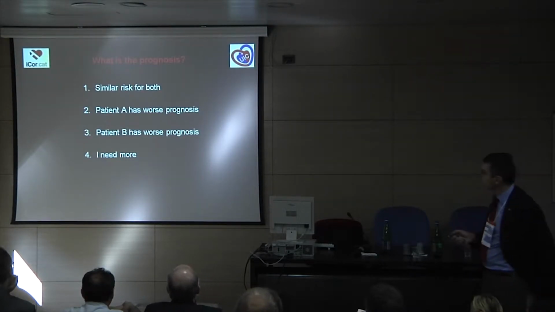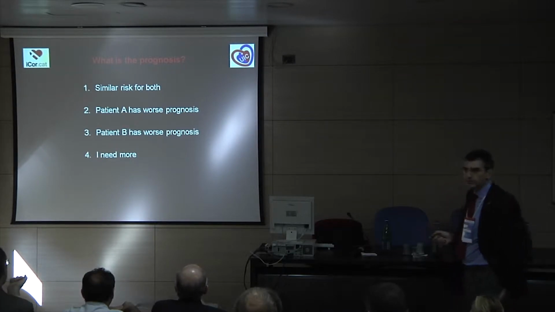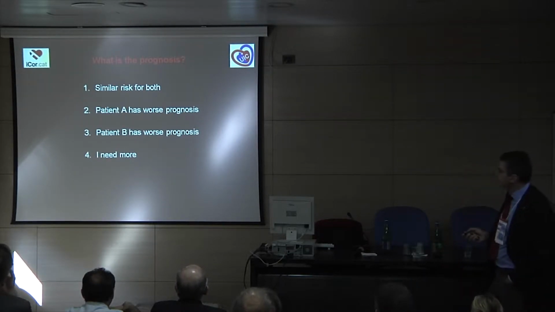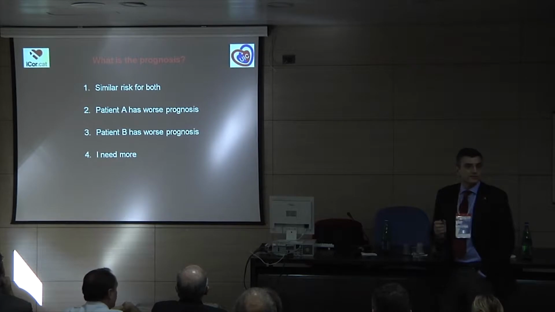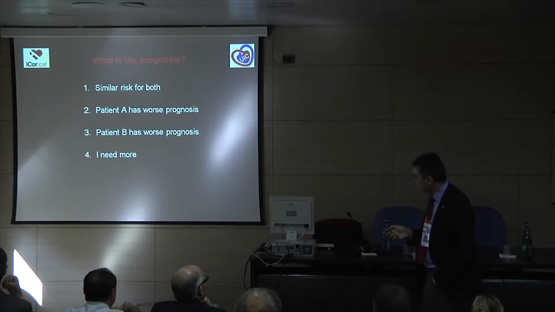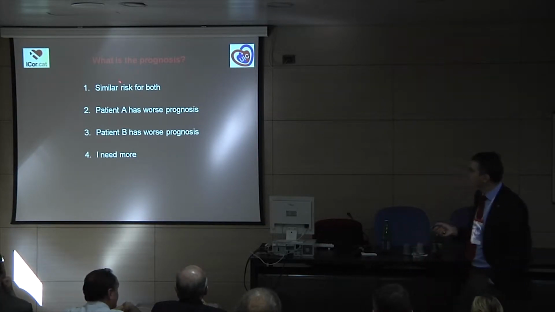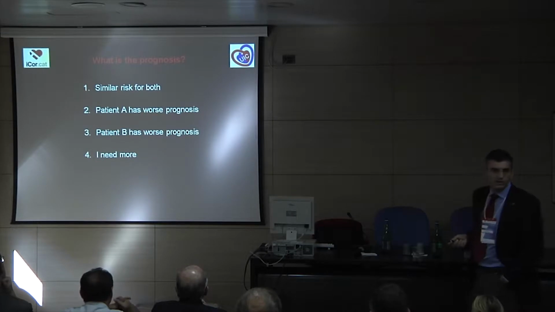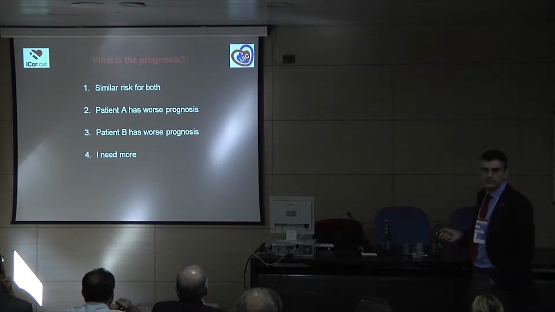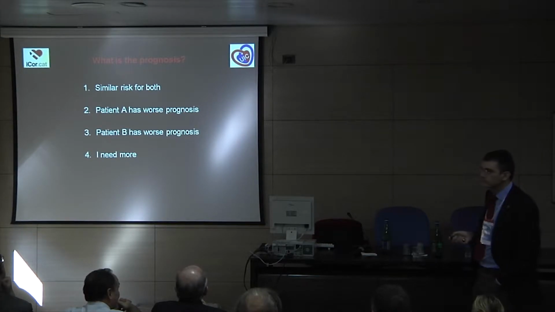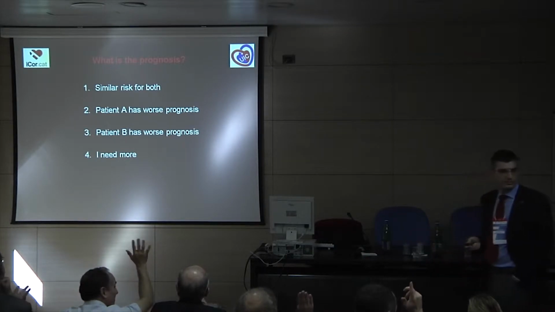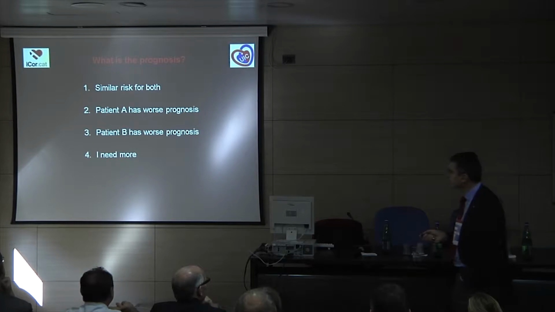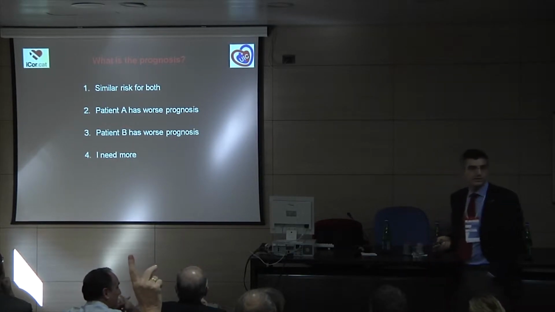What is the prognosis? It's a similar risk for both. Patient A has worse prognosis, patient B has worse prognosis, I need more. Okay. The first year residents, they always need more. So we say, let's start doing things. So what did you say? Who? Hands up, say number one. Number two. One person for each. Number three. Patient B has worse prognosis. Number four. Yes? You need more.